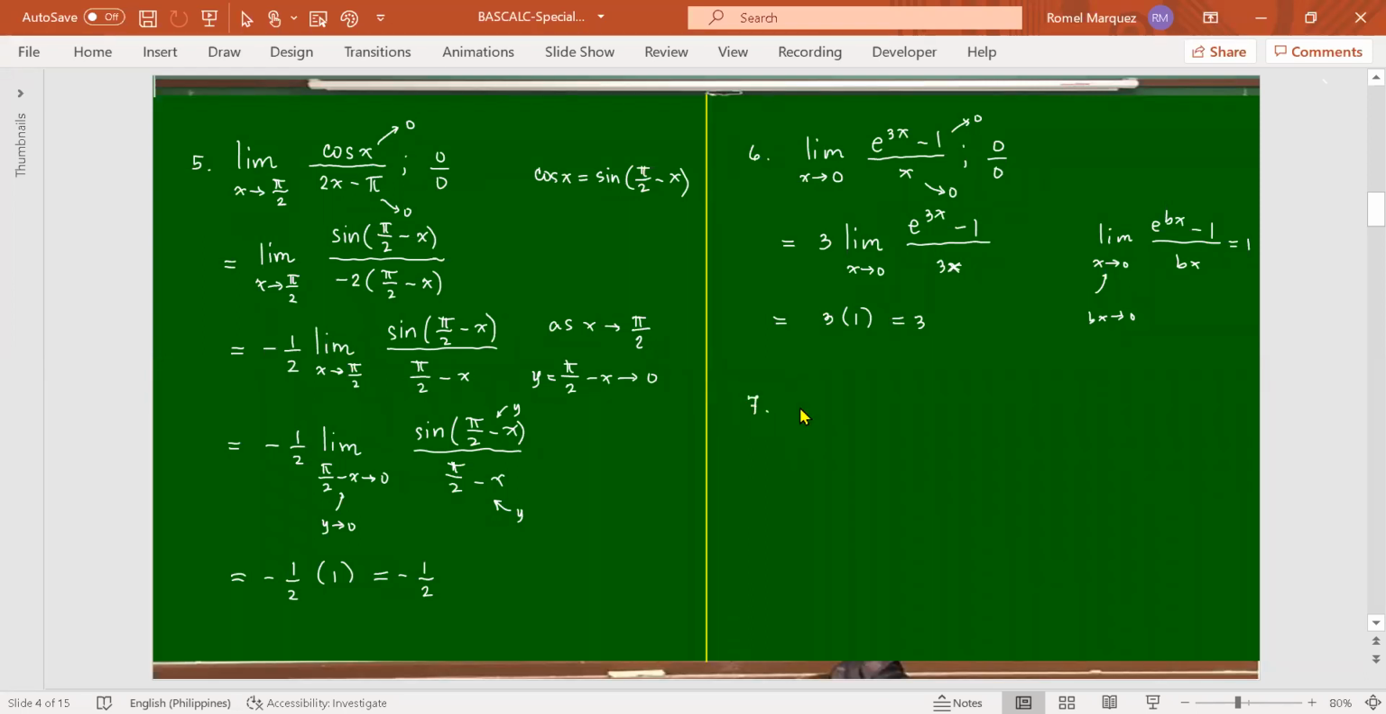Last one, 7. Limit as x approaches, let's say, 2 of e to the x minus 2 minus 1 plus sine of x cubed minus 8 all over x minus 2.